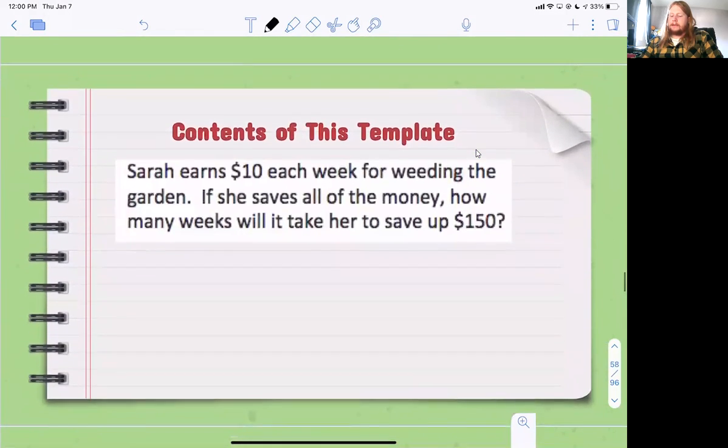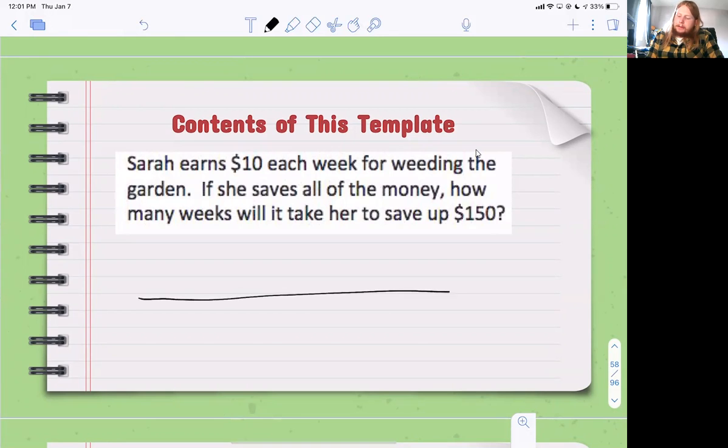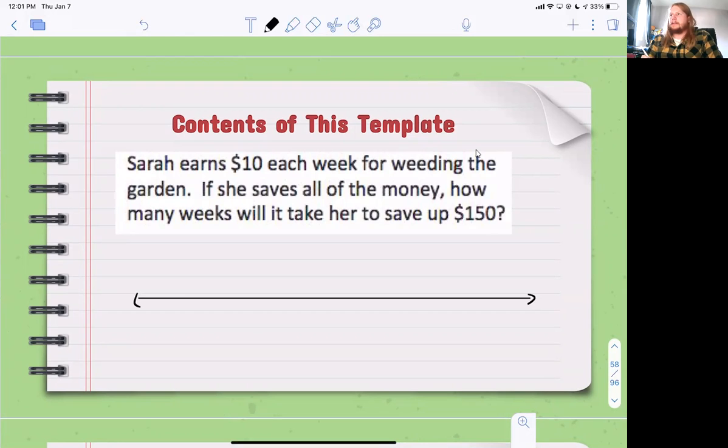So Sarah earns $10 each week for weeding the garden. If she saves all of her money, how many weeks will it take her to save up $150? So let's go ahead and draw a picture for this, because this is a word problem. We want to be able to draw pictures to help us. I'm going to use a number line because the example below shows it a different way that I will explain too.